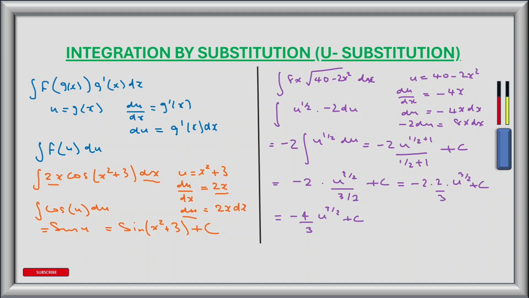So now if we substitute u back in, it becomes minus 4 over 3 times 40 minus 2x squared to the power of 3 over 2 plus c.